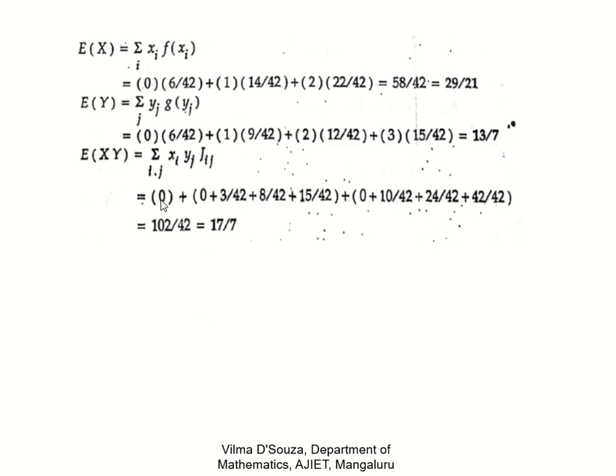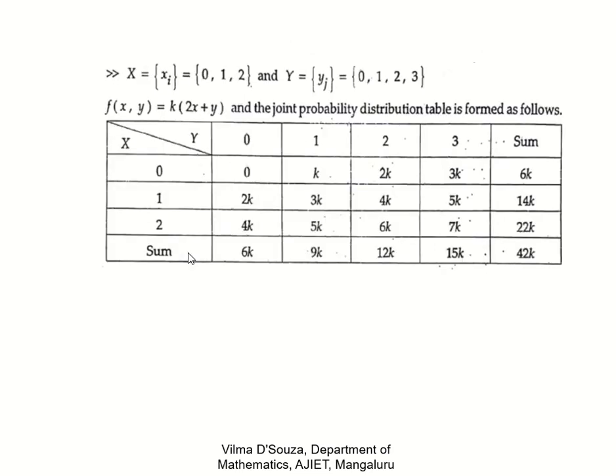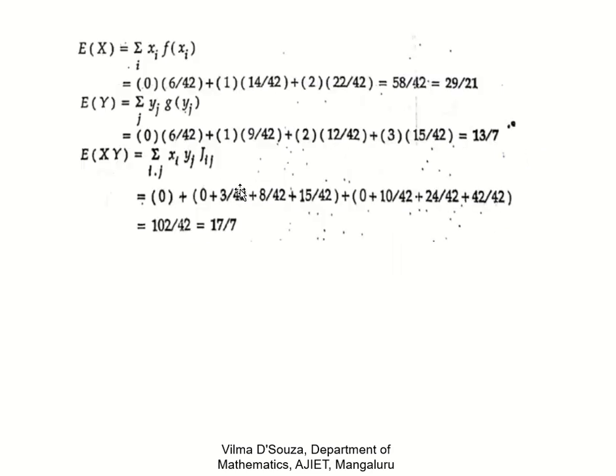Expectation of xy: 0, first one is anyway 0, 0 plus 3 by 42 plus 8 by 42 plus 15 by 42. Just check expectation of xy. The first row, entire one is 0. 1 into 0, that is 0. 1 into 1 into 3 by 42. 1 into 2 into 4 by 42. 1 into 3 into 5 by 42, and so on. You have seen this in the earlier problems.